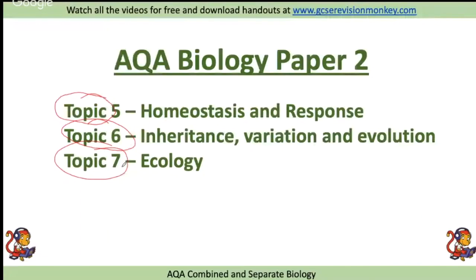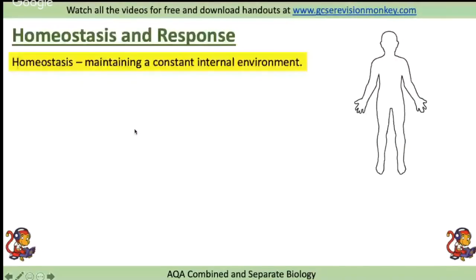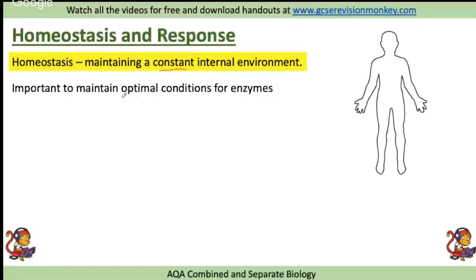So homeostasis and response, first of all. Homeostasis means maintaining a constant internal environment. This is important to maintain the optimal, which is the best conditions for enzymes. So enzymes working in your body, for example, work best at 37 degrees C. So we'd want to maintain that temperature at exactly 37 degrees C.